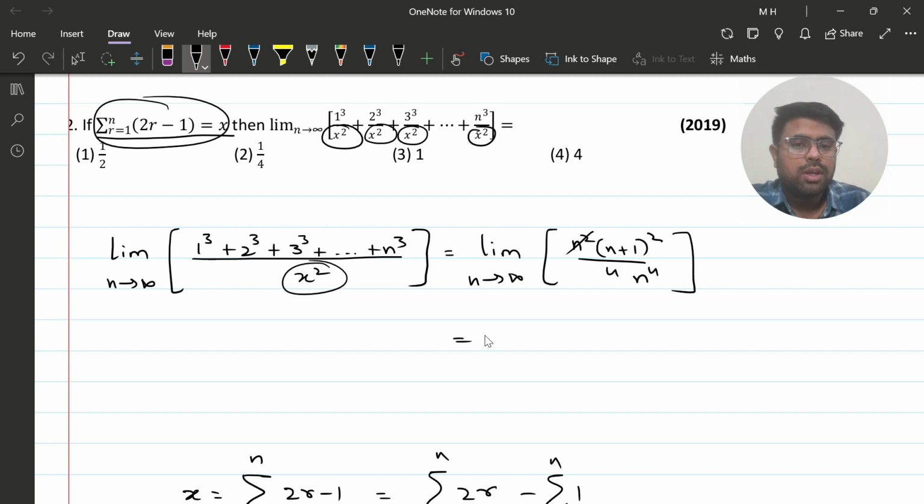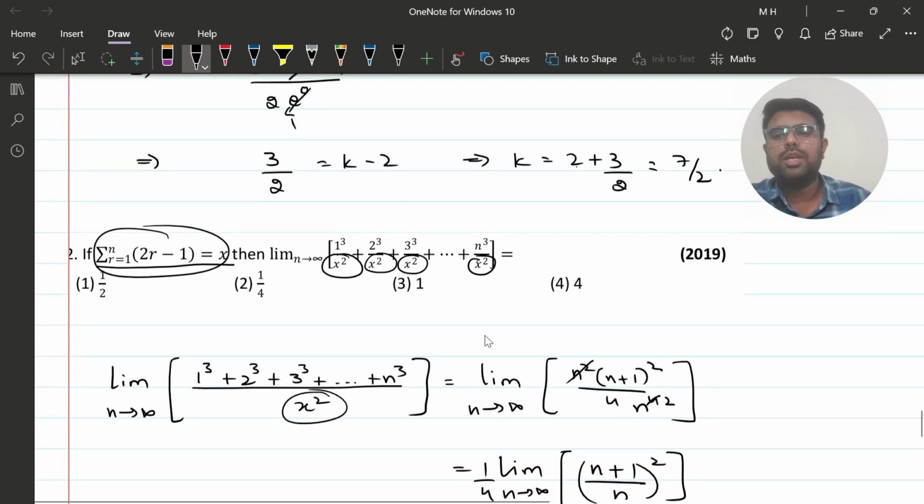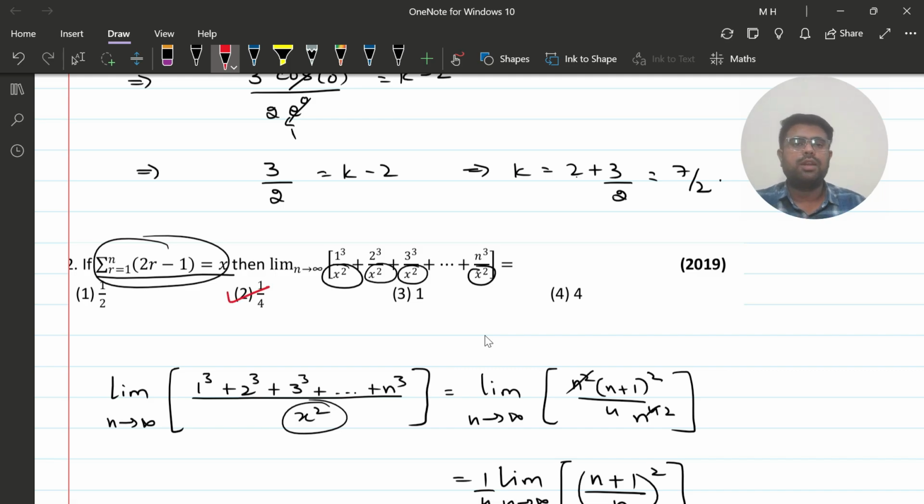So this is equal to n square, and 2 n out of these will get cancelled out. I'll get the limit of, 1 by 4 I'll take out. I'll get n plus 1 divided by n whole square, as n tends to infinity. So this is going to be 1 by 4 times the limit of 1 plus 1 by n the whole square as n tends to infinity. So this is 0, this is 1, so it is going to be 1 by 4. So the answer is going to be 1 by 4, which is option 2.